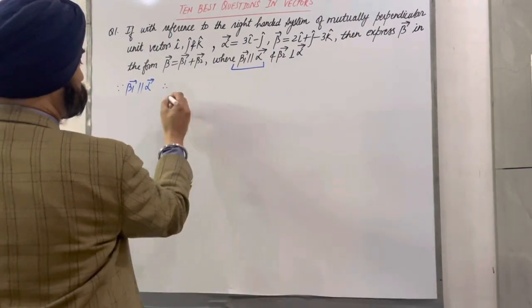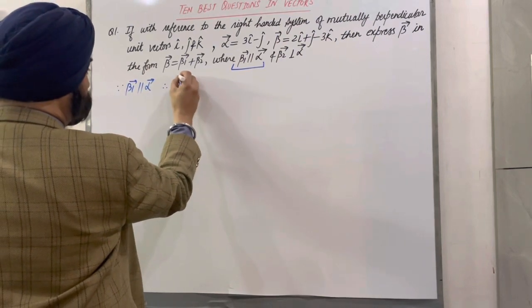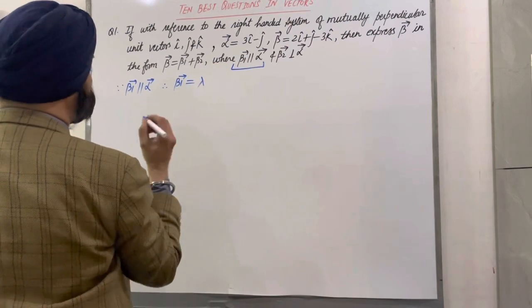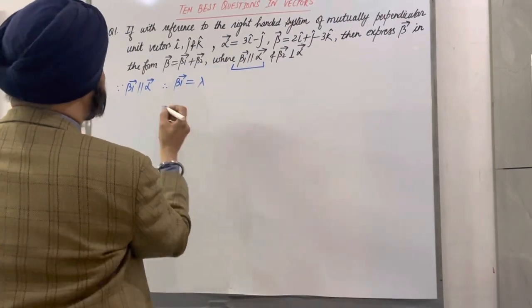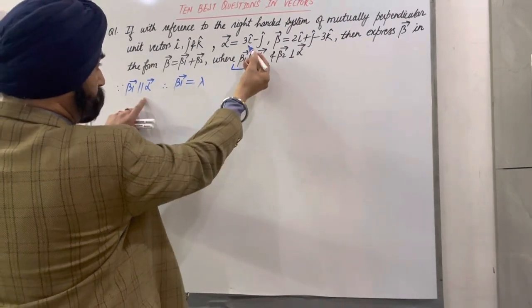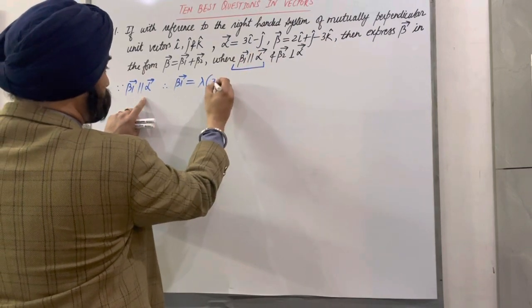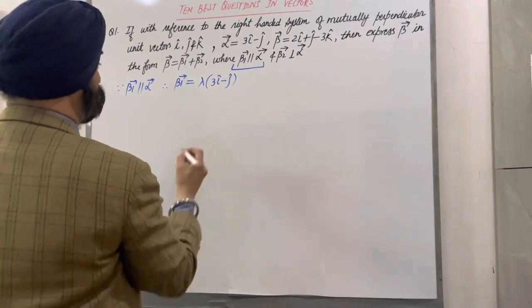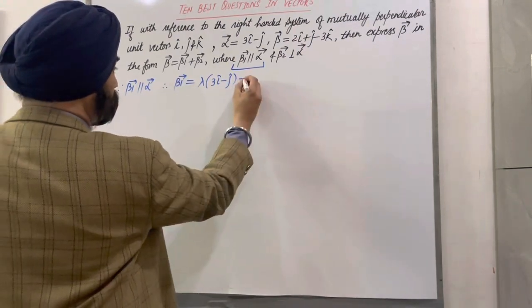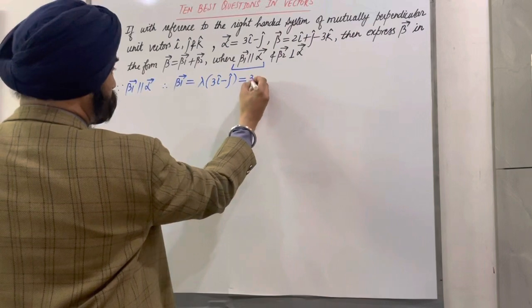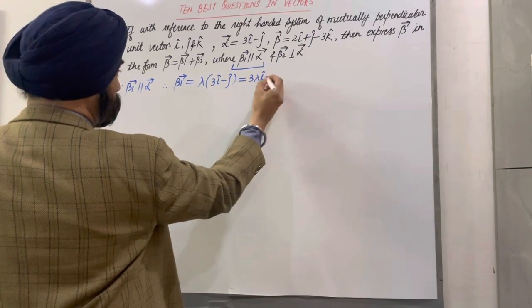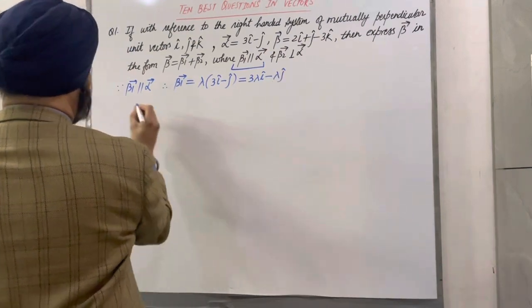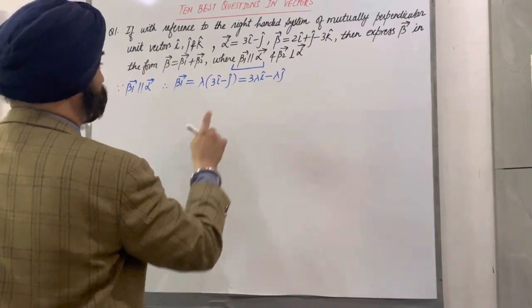So therefore we will prefer writing vector beta 1 is equal to some constant lambda, or scalar lambda, times alpha. What is alpha vector here? It is 3i cap minus j cap. This is given. We can open it further. We have 3 lambda i minus lambda j. So this is what we can write for beta 1.